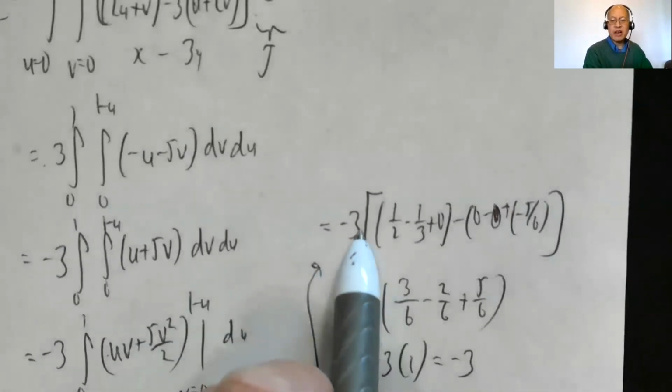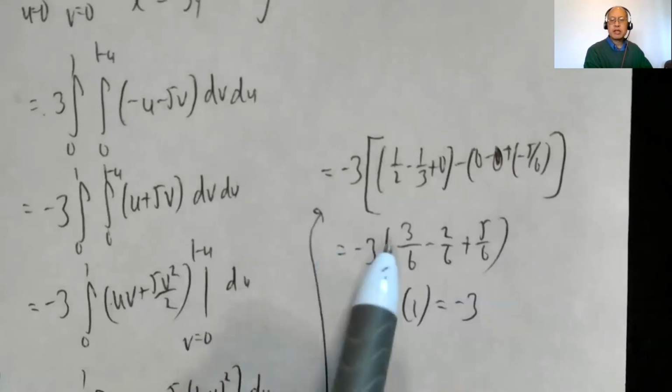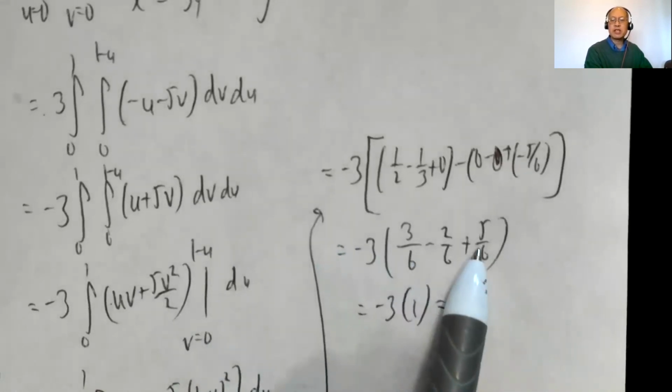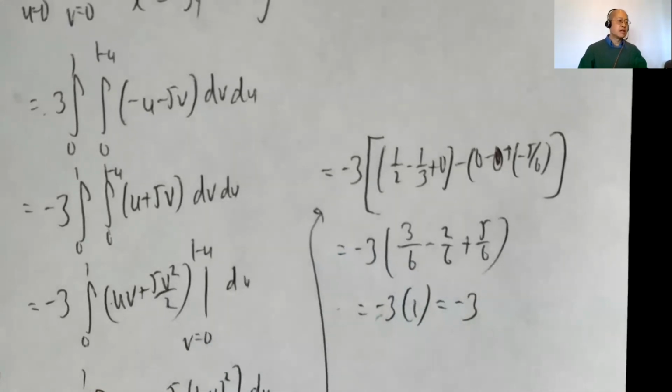So negative 3 times 1/2 minus 1/3 minus a minus 5 sixths, or negative 3 times 3 sixths minus 2 sixths plus 5 sixths. And that comes out to be 1. So negative 3 times 1 is negative 3. All right. So that is section 15.9.